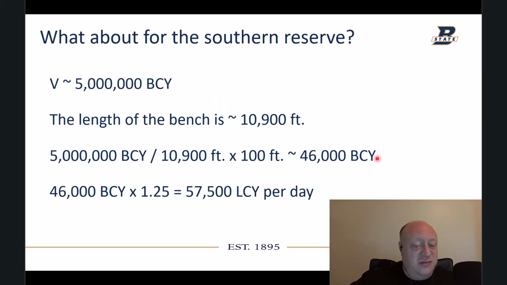And so what about for the Southern Reserve? We had about 5 million yards there. The length of that bench was almost 11,000 feet, right? We do the same calculation again, and we get that we need to remove about 46,000 bank cubic yards a day, or 57,500 loose cubic yards. We need to move that per day to highwall mine 4 holes a day.